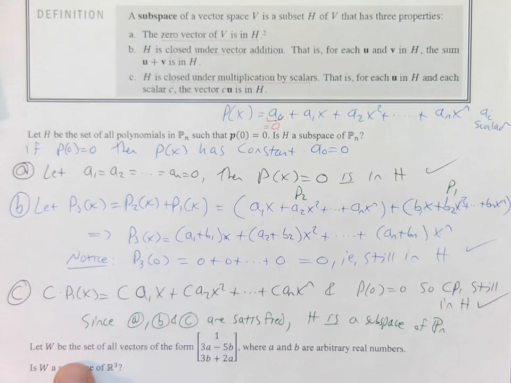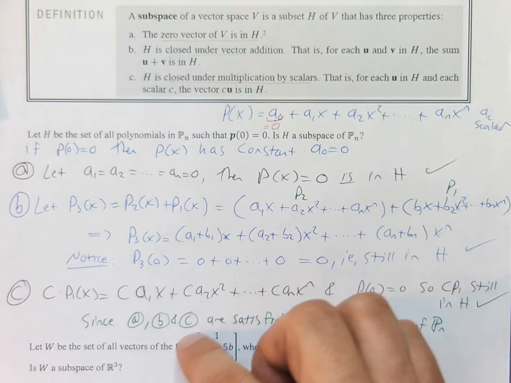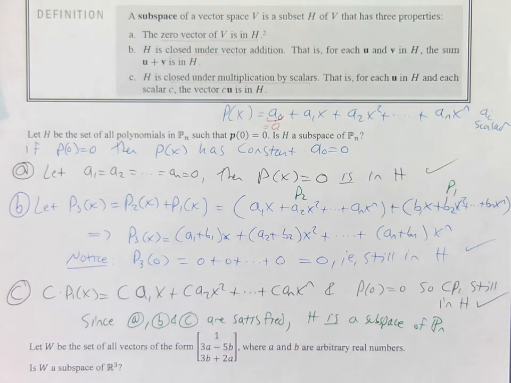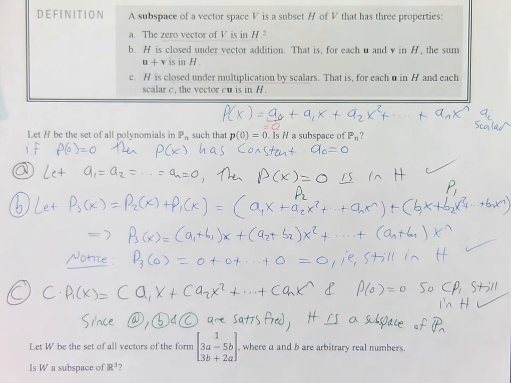Let W be the set of all vectors of this specific form, where A and B are arbitrary numbers. So you pick some random A and B, you plug it into those two spots. The first entry is always 1, and then you get a vector in the vector space. And the question, is this a subspace of R3? So it's a subset of R3 because we've got three entries in the vector, right? But we're specifying certain things about the entries, and so that's why it's a subset of R3.